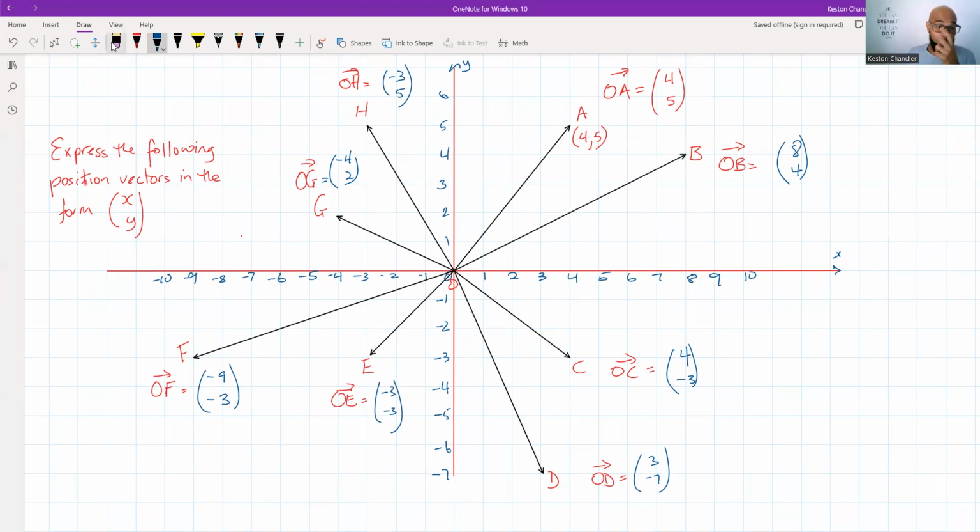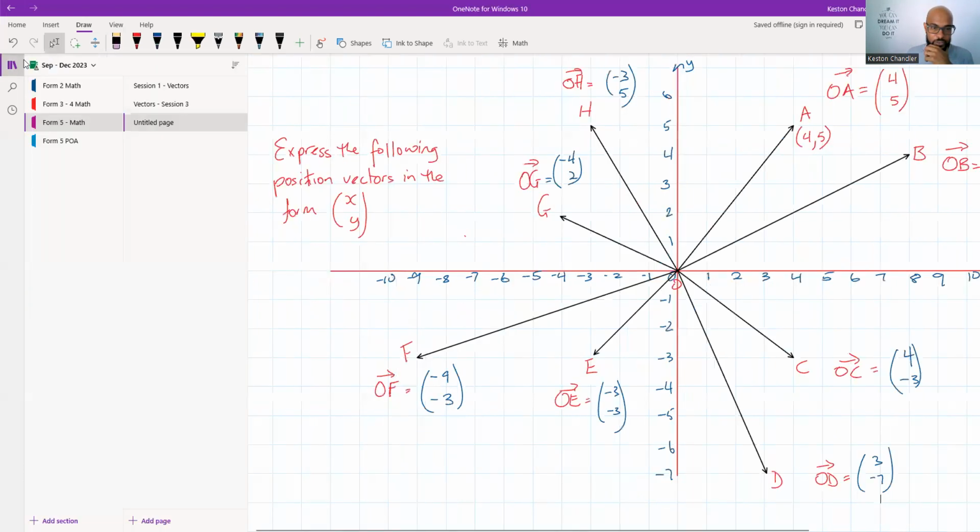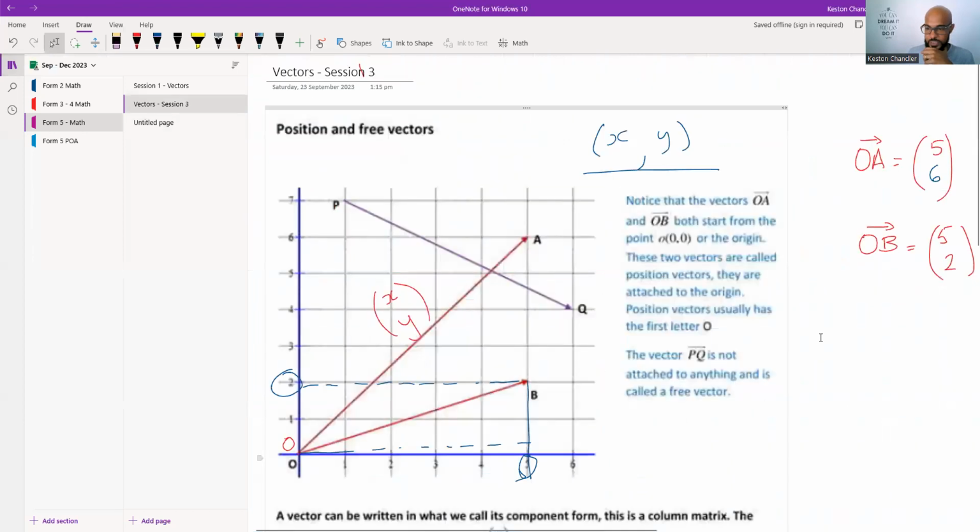So that's how we label our position vectors, right? So you guys understand that. Right, free vectors now. Now free vectors, we could find free vectors by doing this, right? It's not attached to anything, this vector PQ.